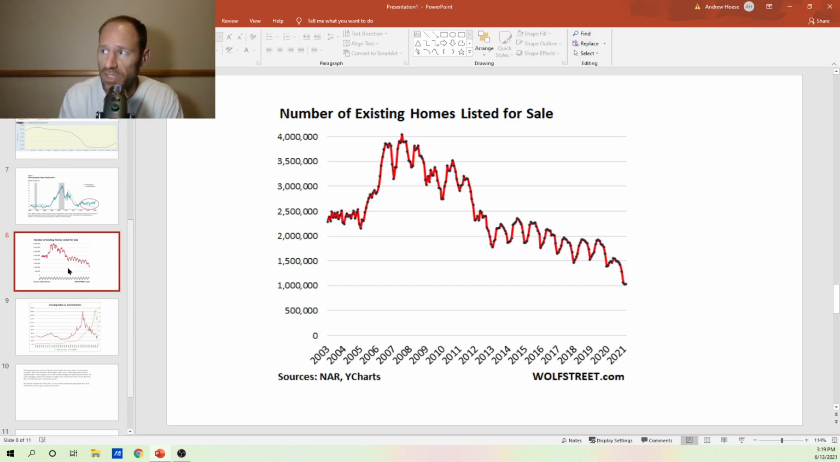Here is the number of existing homes listed for sale. You can see that they have been declining. Basically, it's another way of looking at inventory. And when you have a large number of buyers and not many sellers, you're obviously in a seller's market, and your number of existing homes is going to decline, which means you're going to rely more on new homes being built. So we're in an expansion phase of real estate for sure.